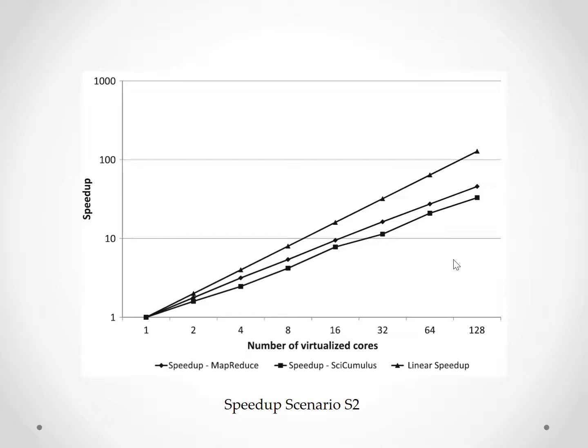Now let's take a look at the speedup for scenario 2. What we can analyze is that Hadoop reached a better speedup than SkyCumulus, and both suffered a small degradation from 64 onto 128 cores. This result is acceptable since, as we discussed earlier, the main focus was on financial cost, not performance.